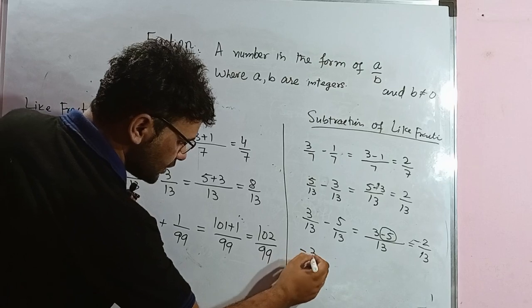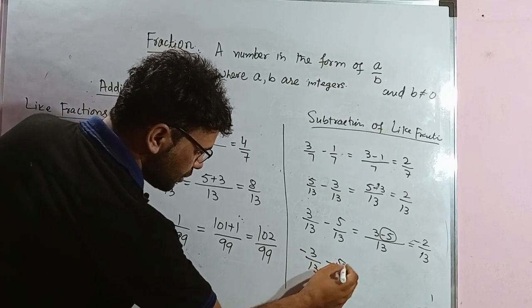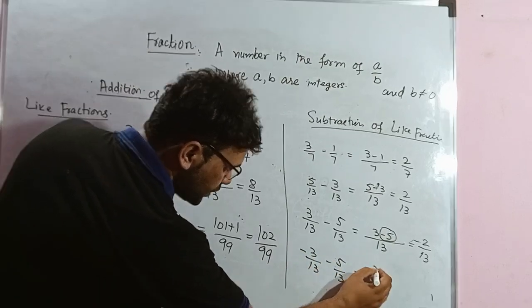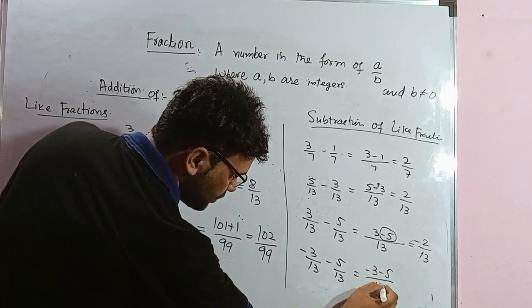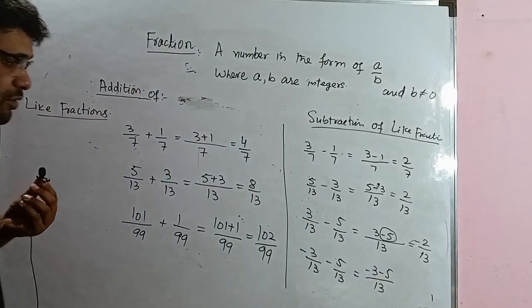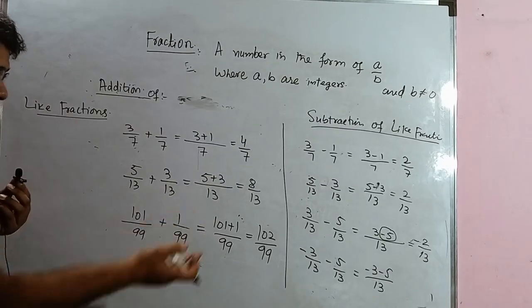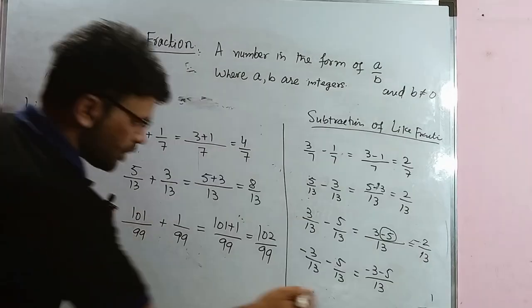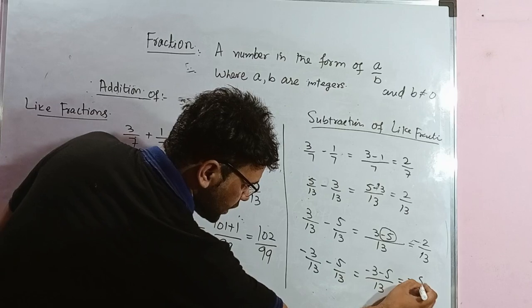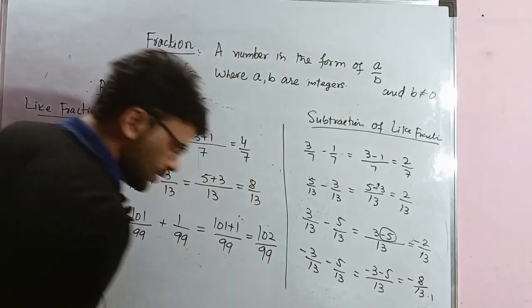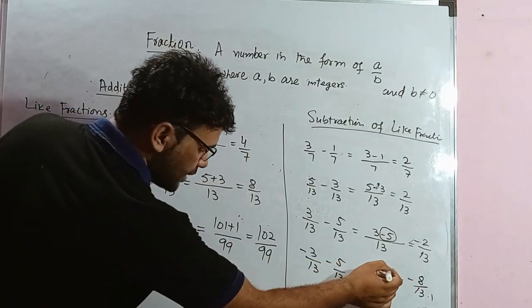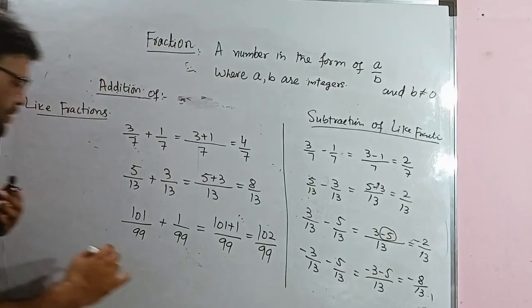If the question is minus 3 by 13 minus 5 by 13, how will I do it? It's minus 3 minus 5 whole divided by 13. Since both are like terms, there is nothing in between, so I will do minus 8 divided by 13, because minus 3 minus 5 is minus 8.